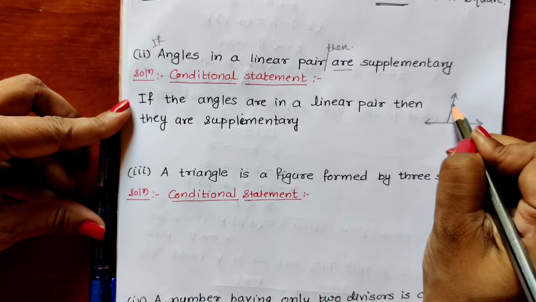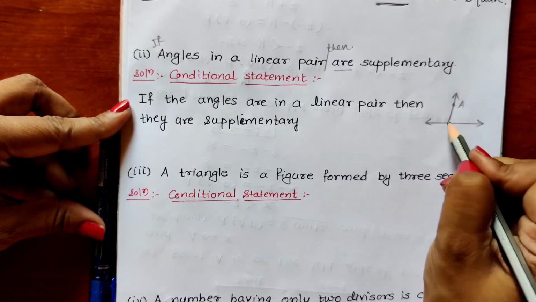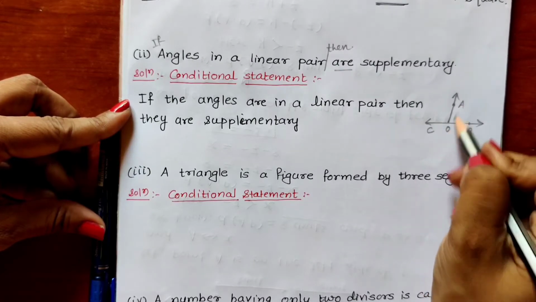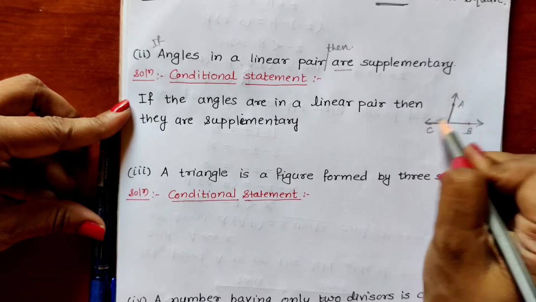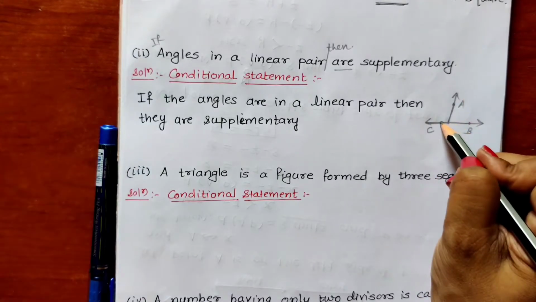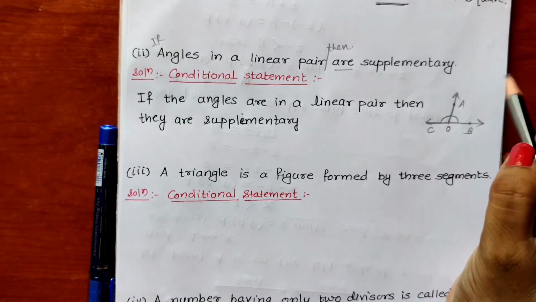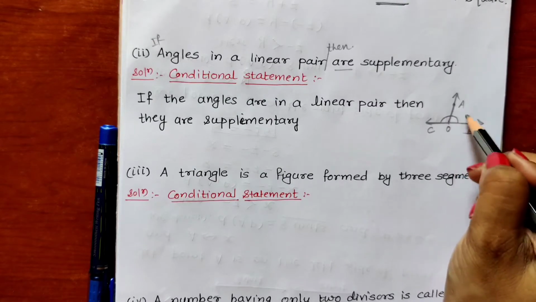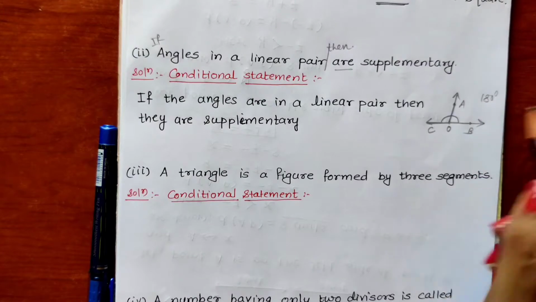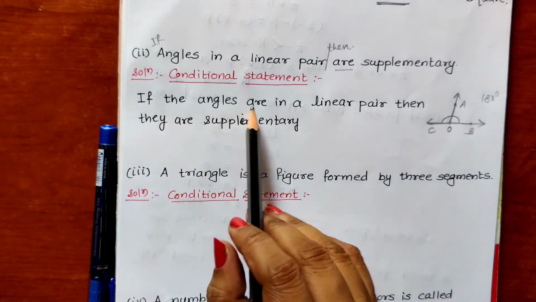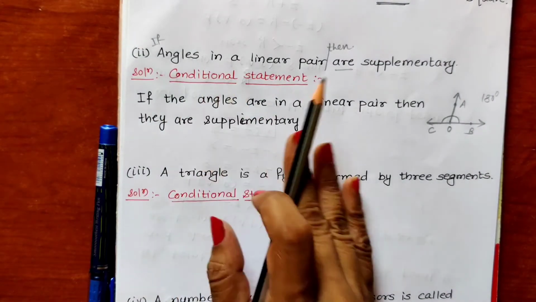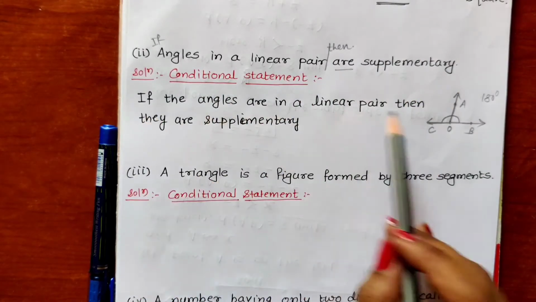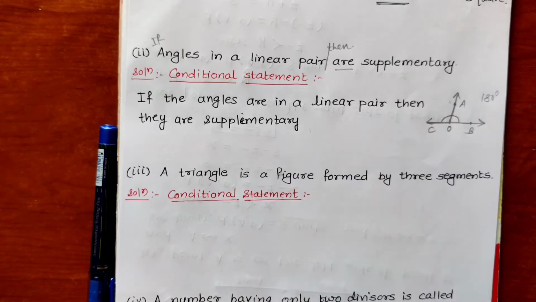So here we can see two angles, angle AOB and angle AOC. These two angles are there, AOB and AOC. They are angles forming a linear pair. They are in the same line. And we all know angles in a linear pair are supplementary. That means their total is 180 degrees. So we have to see that this statement should become meaningful. So if the angles are in a linear pair, then they are supplementary.